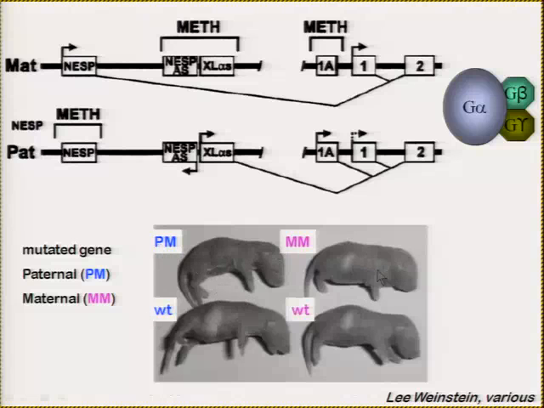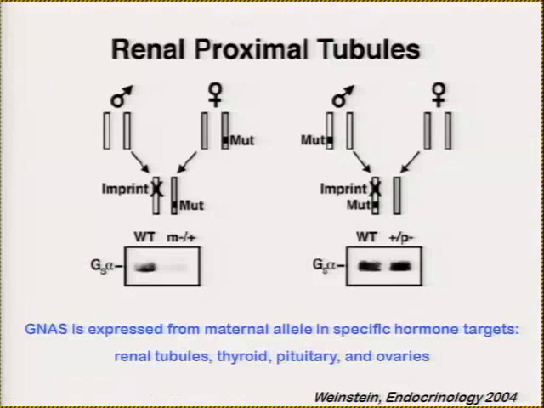You'll also notice that in the mouse, if you get the GNAS mutation from the mother, the mouse is really fat, and the paternal mutation actually brings leanness with it. Now, that's actually different in the mouse than in the human, because if you get a paternal mutation, you're still going to be fat, but not as fat as if you get it from the mother.